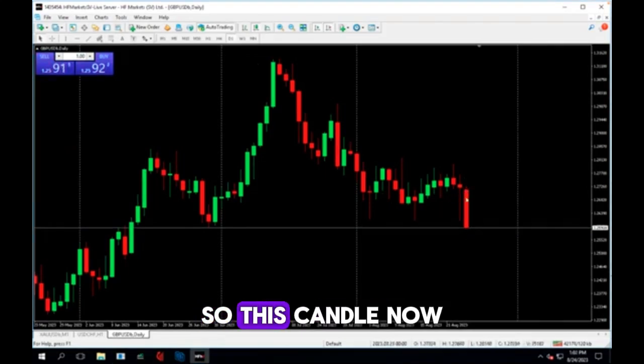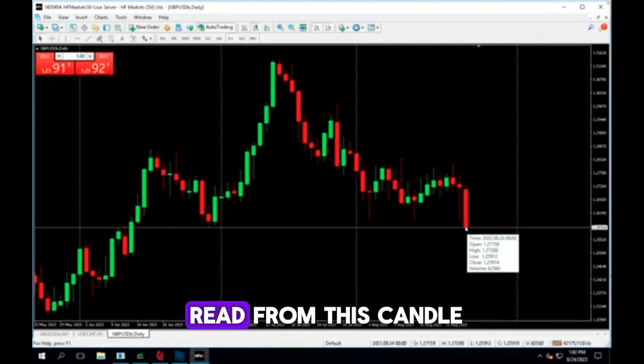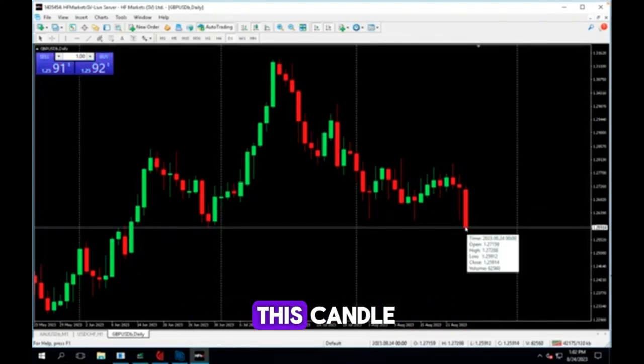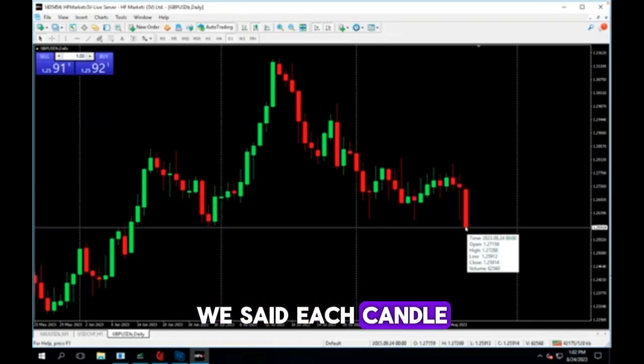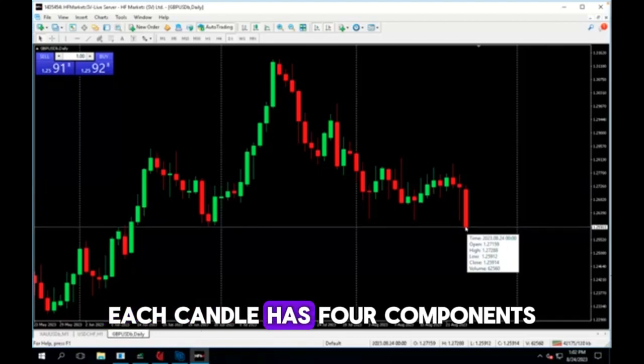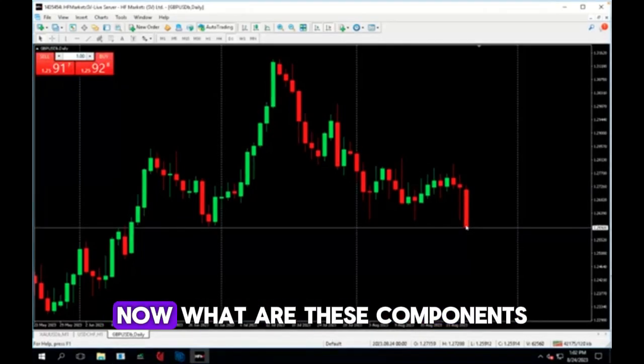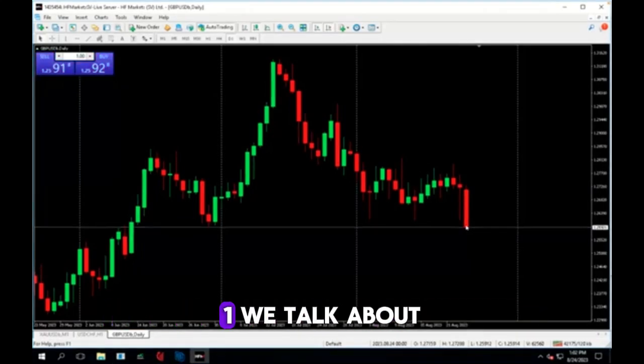So this candle now, let's look. What can we read from this candle? Every candle has 4 components. Now, what are these components? One, we talk about the opening price of the candle.